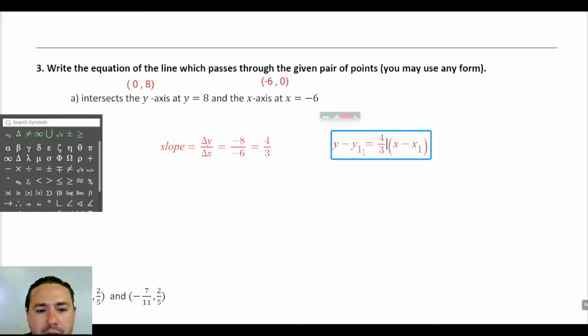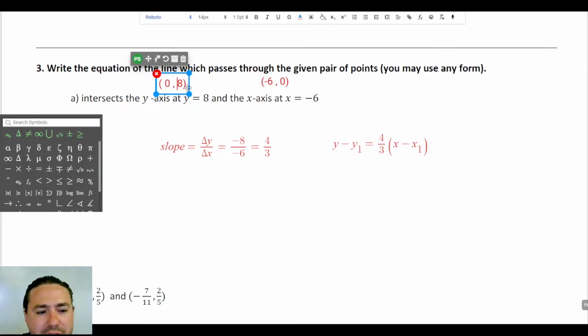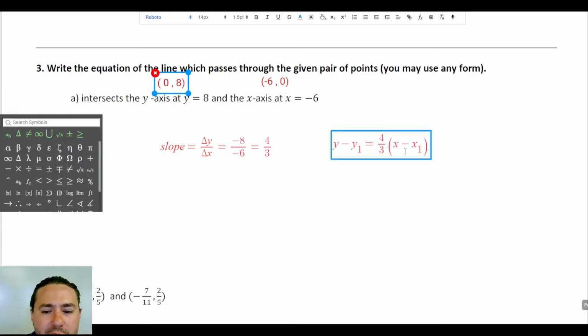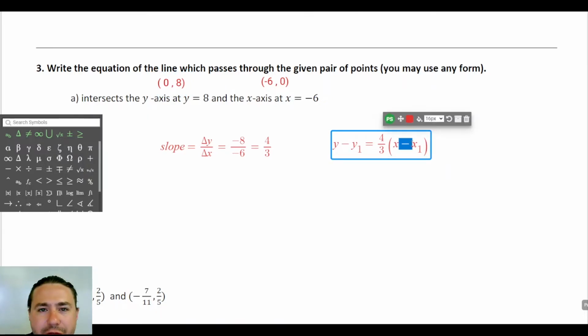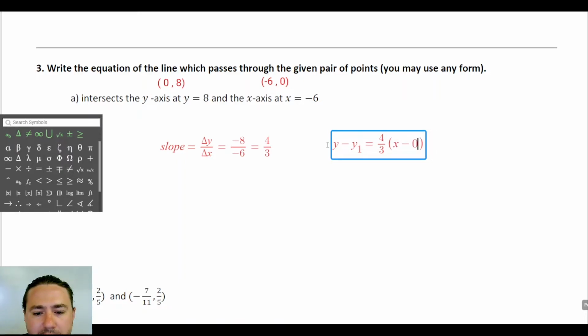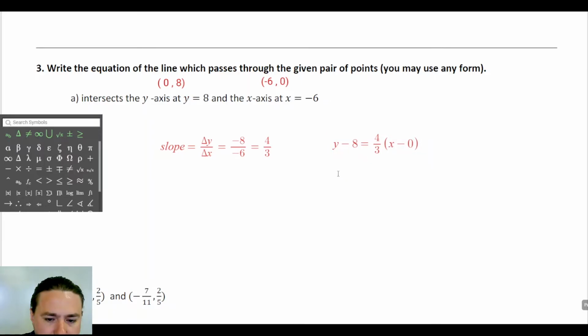And then the x1, y1 can actually be either one of these two points. To stay on the safe side, if I have an option of two coordinates, I will typically pick the one that seems simpler, or the one that has everything positive. That way I don't have to worry about subtracting a negative and remembering that that's going to be plus. So here my x1 would be 0, my y1 would be 8, and I can clean that up a little bit. Get rid of that minus 0, and get y minus 8 equals 4/3 x.